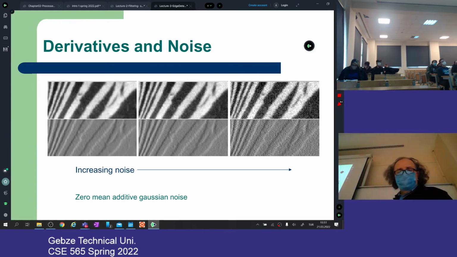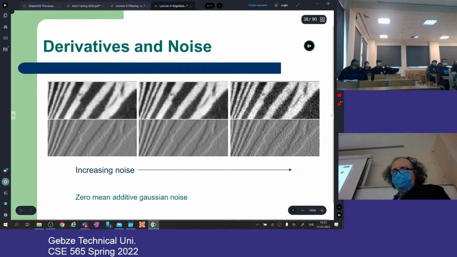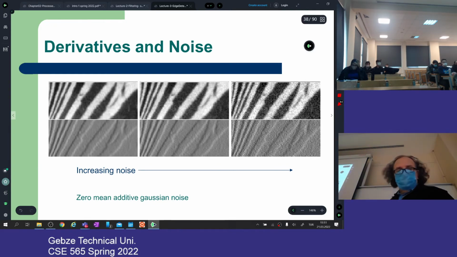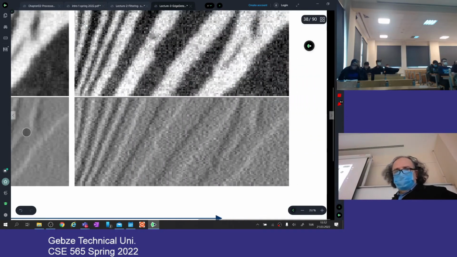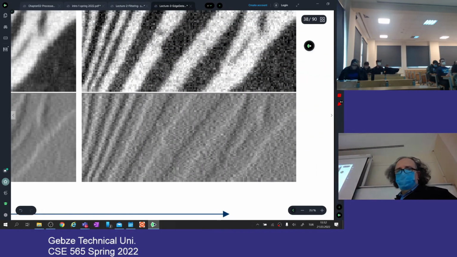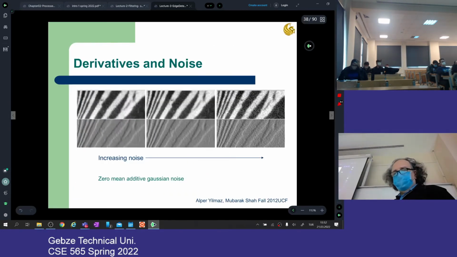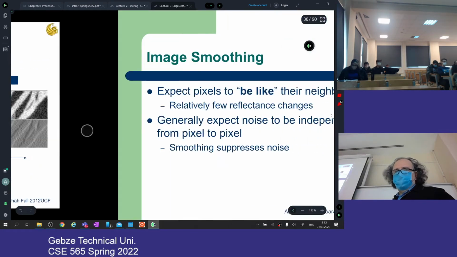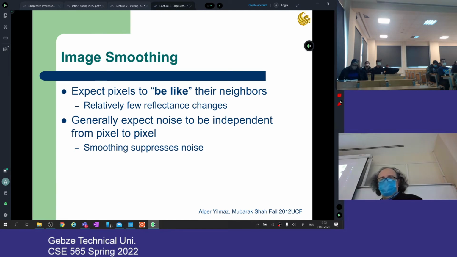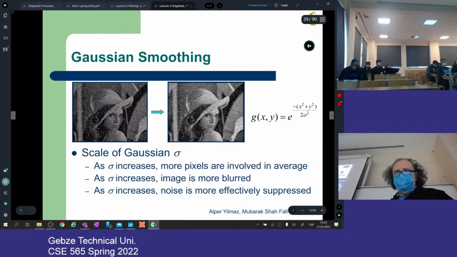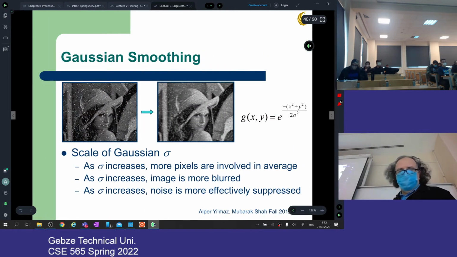Again, zebra image. I added some more noise, and if I take the derivative of it, you see this looks nice. Not that nice, not nice at all, right? So we need to apply some operator before we do this kind of a derivative operation. Okay, so image smoothing, that's what we are going to do.